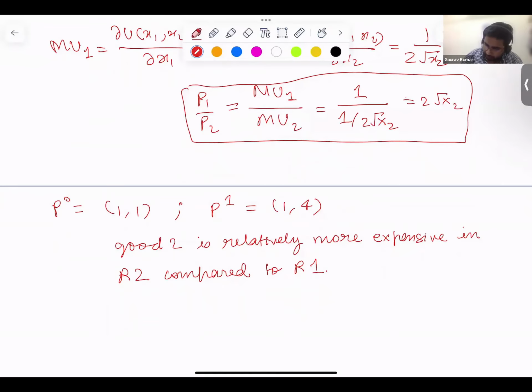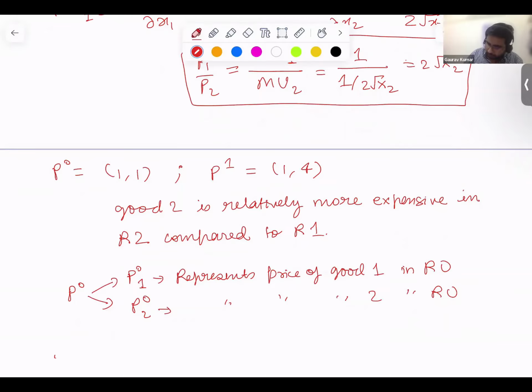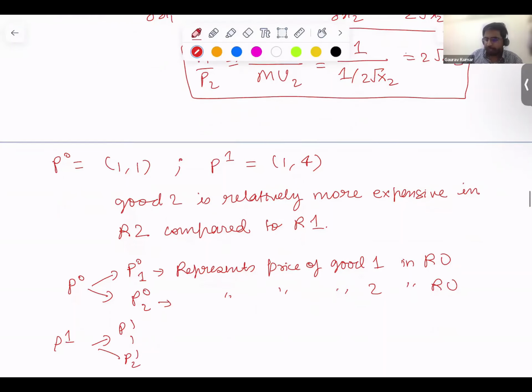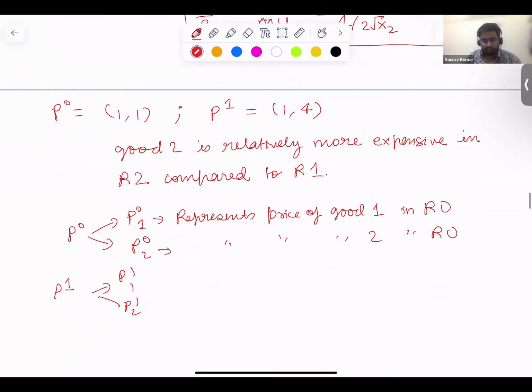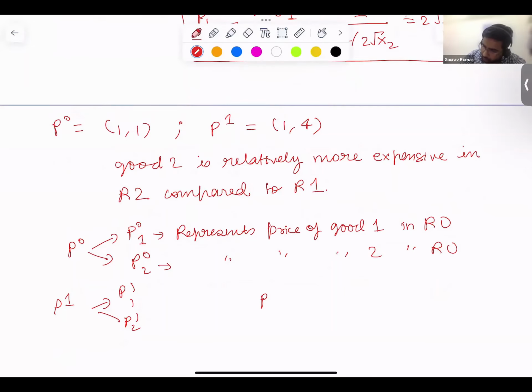Okay, so if I take the price ratios, p0 represents the regime. Now p01 represents the price of good 1 in regime 0 and p02 represents the price of good 2 in regime 0. Similarly, p1 represents the regime and p11 and p12 represent the prices. So this is a notation thing which you have to keep in mind.